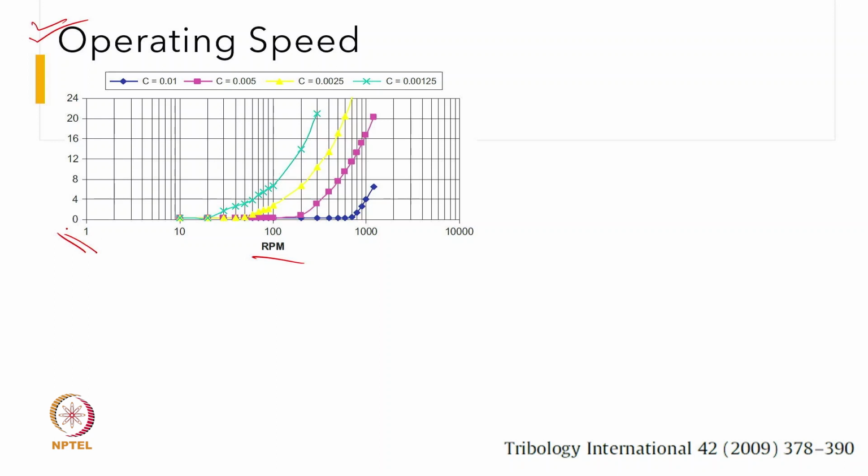You can see here that as the clearance changes, clearance 0.01, then 50% of that, then 50% of that again, and so on, as the clearance is decreasing in a bearing, the RPM required is also reduced. We don't really require high RPM, but as the clearance increases, you can see that a high RPM is required.